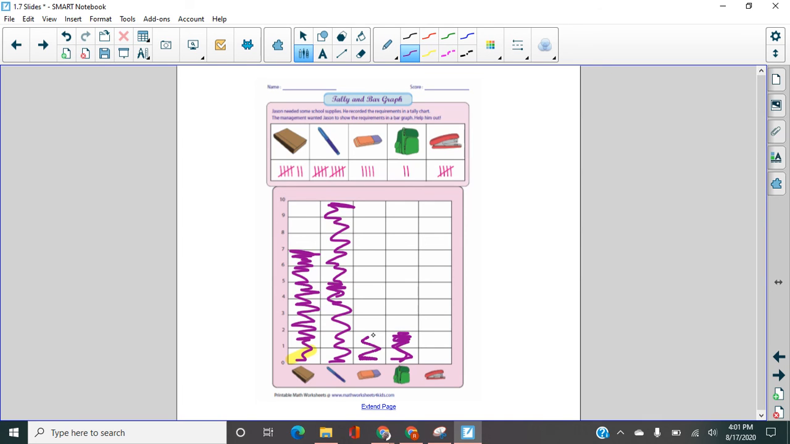The eraser, it looks like he needs to bring 4 erasers. And 5 staplers. Boy, they got a lot of stapling to do. All right, so there it is.